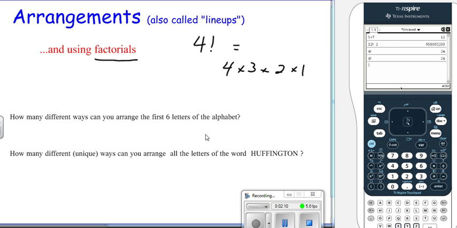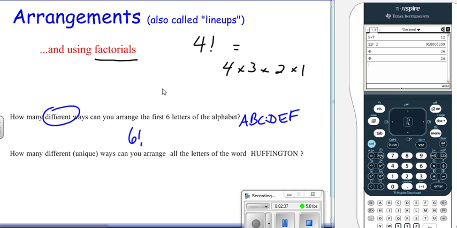Okay, so I have a couple of questions here on how you might see working with factorials. First way, how many different ways can you arrange the first 6 letters of the alphabet? Well, let me write those first 6 letters of the alphabet: A, B, C, D, E, F. And we want to notice that there are no repeats. We need different or unique ways to line things up. So we have to check, make sure that repeats would give us duplicates in our answers. We don't want duplicates. We have no repeats here, so the answer is simply 6 factorial.